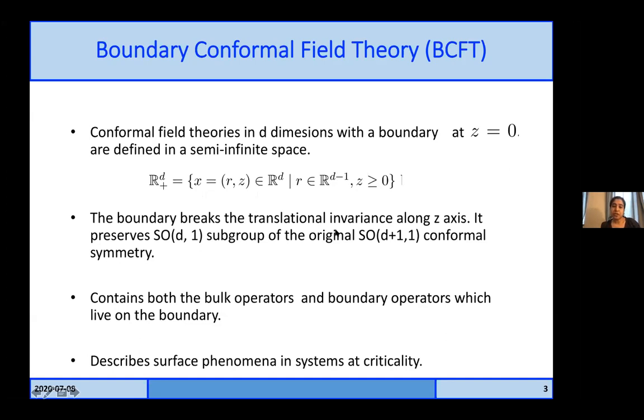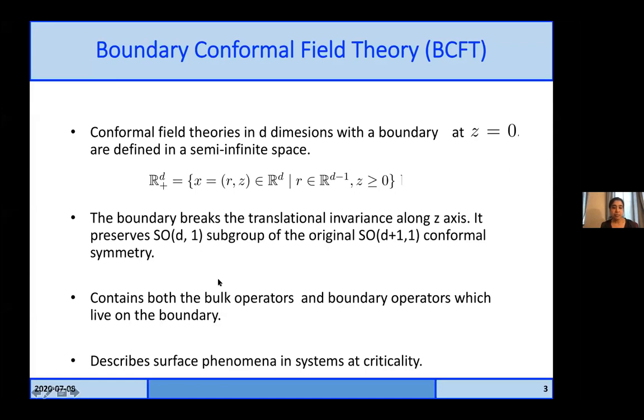Now the presence of the boundary breaks the conformal invariance. So the original conformal group, SO(d+1,1), is broken, and only a subgroup of this is preserved, which is SO(d,1). Under these circumstances, this theory can contain both bulk operators and boundary operators. By boundary operators, I mean operators that live on the boundary, that is for which z is equal to zero, and they are specified only by the coordinates r parallel to the boundary.